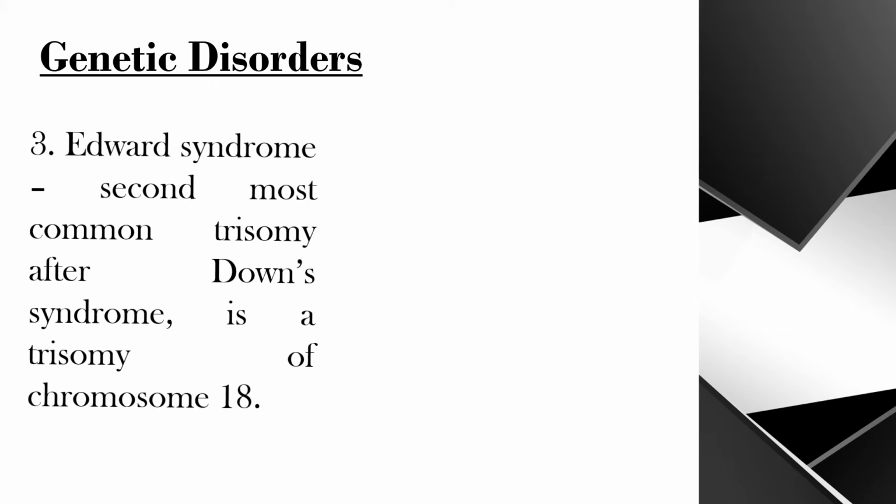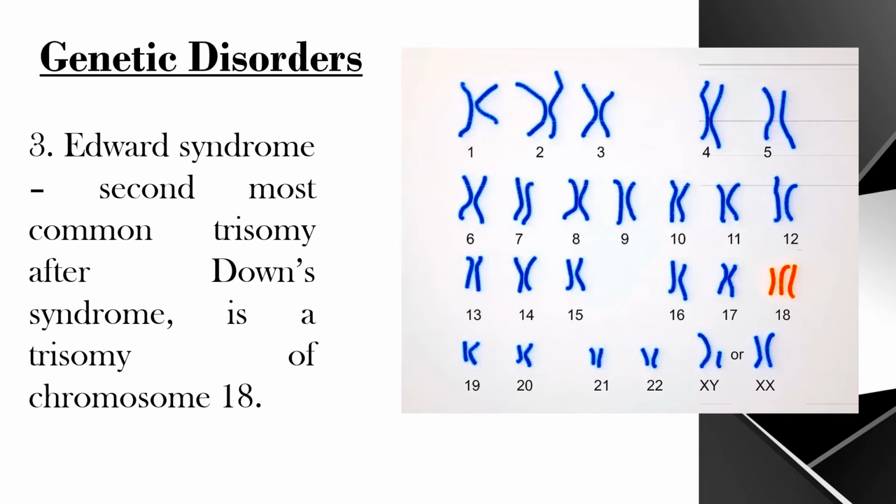Number 3, we have Edwards syndrome. Second most common trisomy after Down syndrome is a trisomy of chromosome 18. This is the karyotype of Edwards syndrome. Same with Down syndrome, chromosome number 18 niya ay naging 3 sa halip na 2 lamang. So, ang syndrome na meron tayo sa particular na karyotype na ito ay Edwards syndrome.